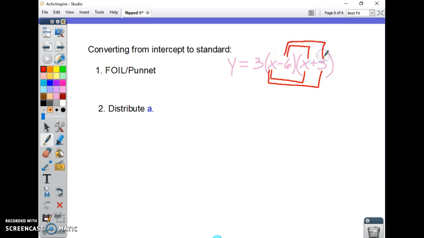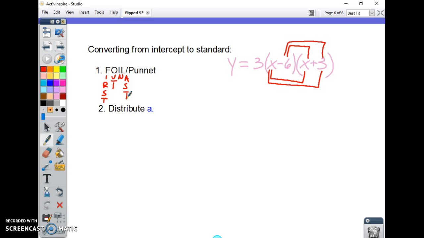By the way, if you've never heard of foiling, it stands for first, outside, inside, and last. That's why we call it foiling. You do your first terms together, then you do your outside terms, in other words, the x and the 3, then you do your inside terms, the negative 6 and the x, and then you do your last terms, the negative 6 and the 3.